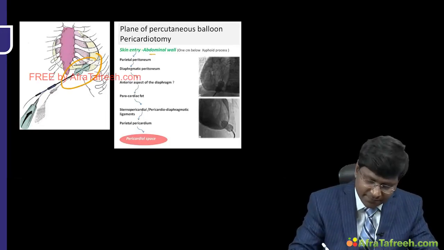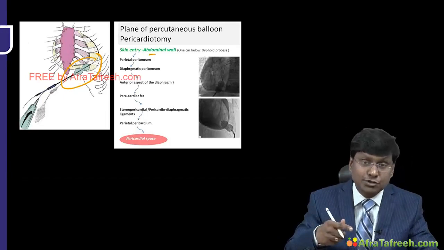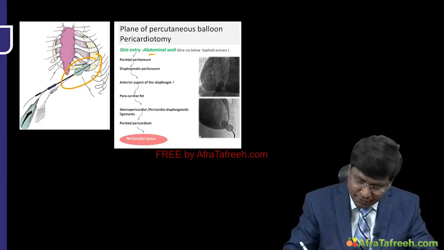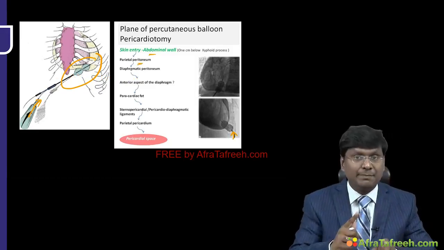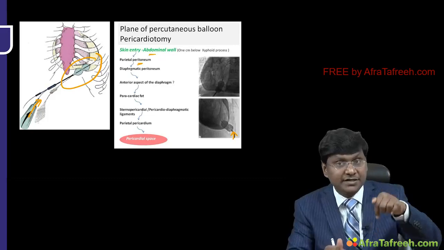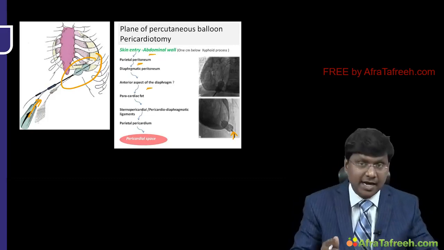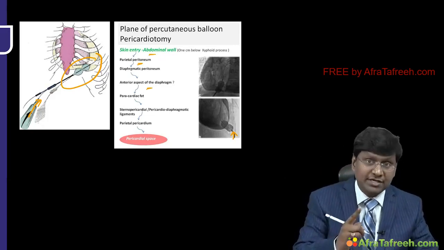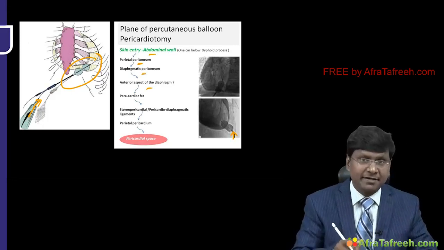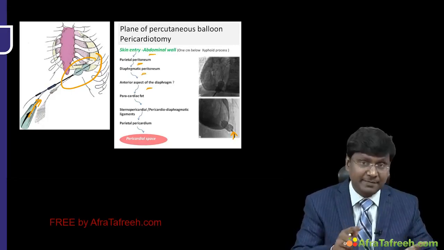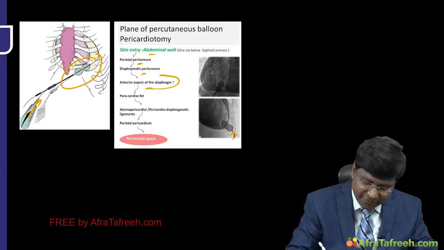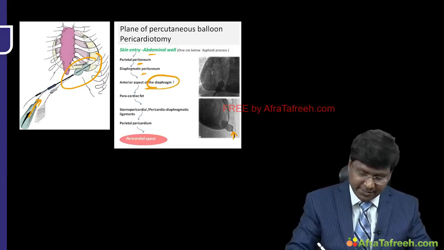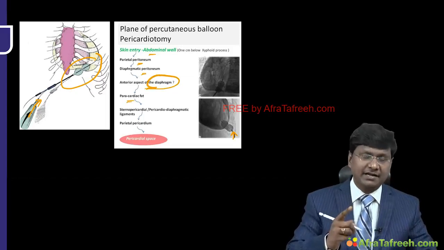What is that? First, the skin entry of the needle should be through the abdomen, right? You need to insert at the abdominal wall. Then you need to puncture the parietal peritoneum because you have entered into the abdomen. And then after puncturing the parietal peritoneum, the diaphragmatic peritoneum should be punctured. Then the anterior aspect of the diaphragm has to be punctured. Then puncture the pericardial fat.